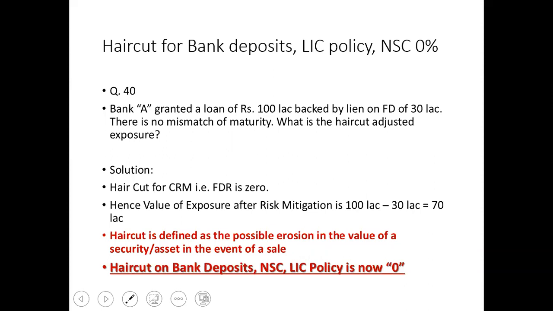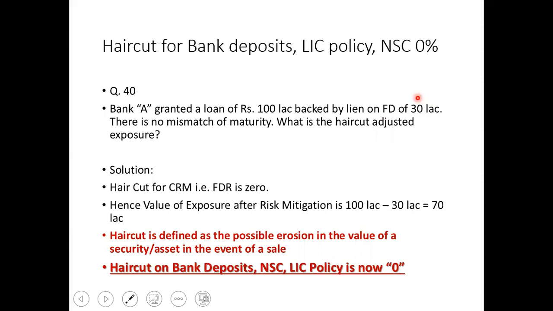What is haircut? You may lose by selling the security. NSC, zero haircut. But for gold, 15%. Remember, for gold, 15%. For example, in the question, one branch has given 100 lakhs and there is an FD of 30 lakhs. There is no mismatch in maturity: the loan is 3 years and the fixed deposit also matures in 3 years. So you can straight away apply the formula. What is the haircut adjusted?